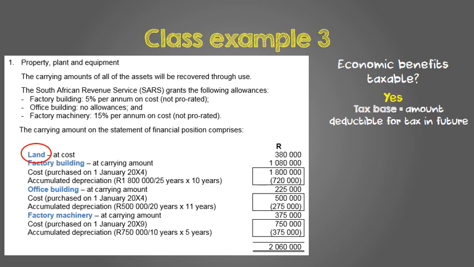So therefore, the tax base of this asset will be the amount that will be deductible for tax in future. So what will be deductible with regard to land in future? We know that there are no deductions for land. Therefore, the tax base will be equal to 0.